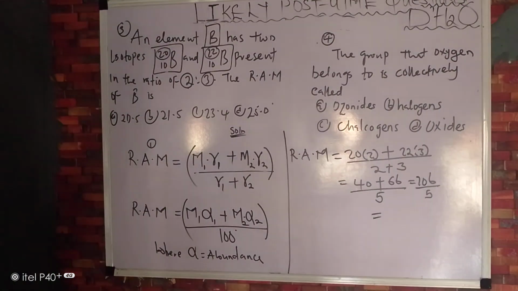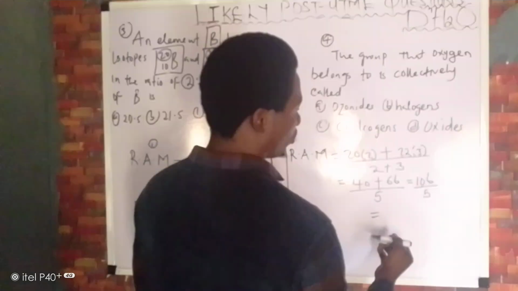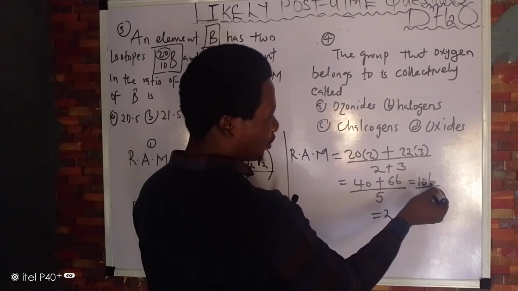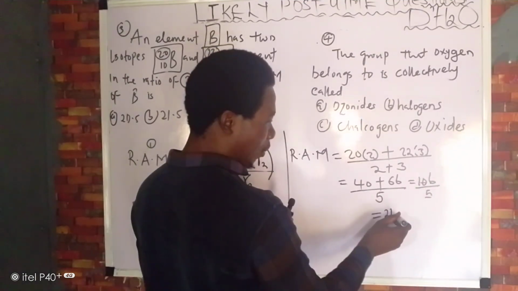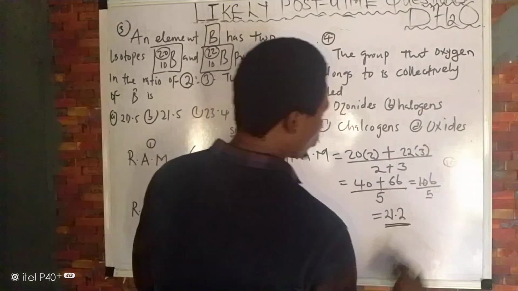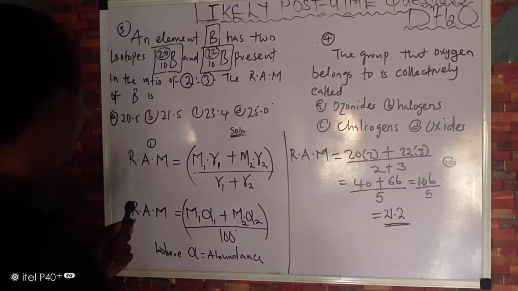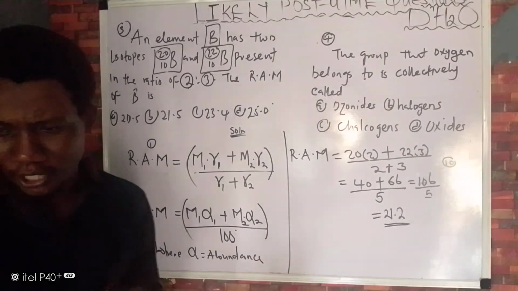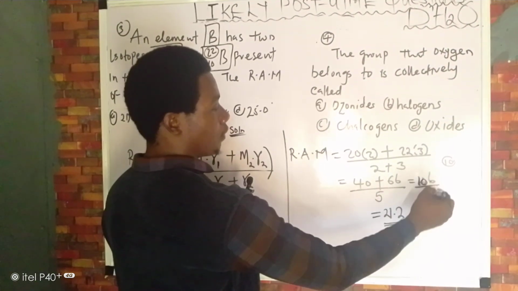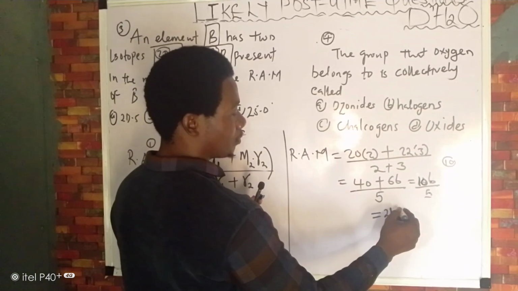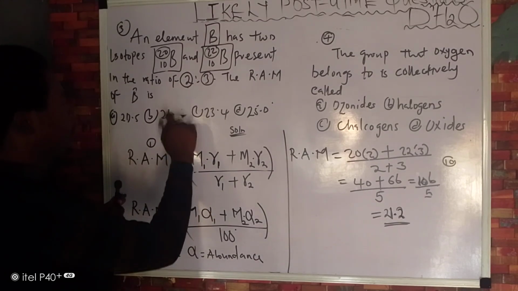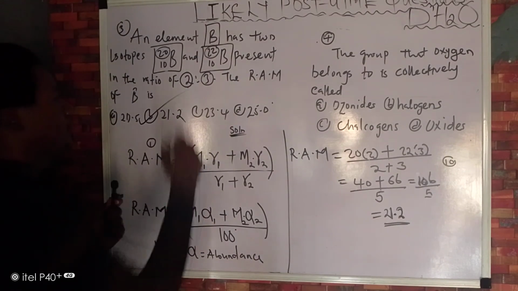Let's calculate it. 5 going into 10, you have 2. 5 going into 6, you have 1 remainder 1. Then when you put 0 on that, this is your answer, 21.2. Let me check it. If you have 106 over 5, that gives us 21.2. Probably there's a mistake in the question, but let's believe that this is 21.2. So the answer is B.